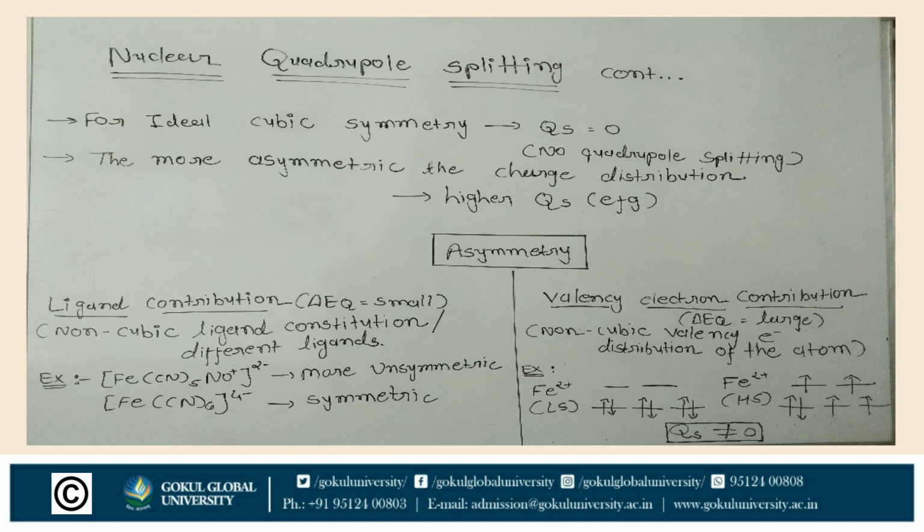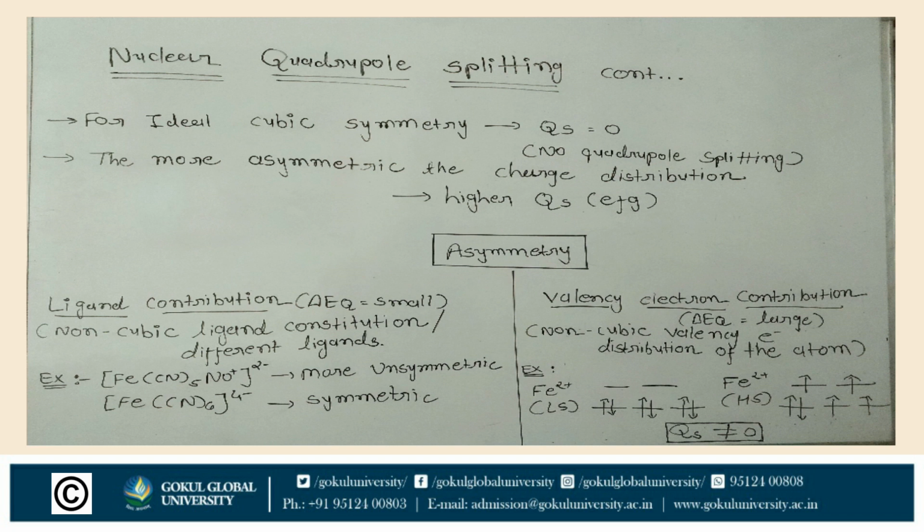If we see the ideal cubic symmetry, in the case of a fully symmetric molecule, the electric field gradient or electric quadrupole moment will be 0. So in this case the quadrupole splitting is not observed. There will be no quadrupole splitting in the case of the ideal cubic symmetry. The more asymmetric the charge distribution, it means the more asymmetric the molecule, the higher will be the quadrupole splitting. So we can say the higher will be the electric field gradient.